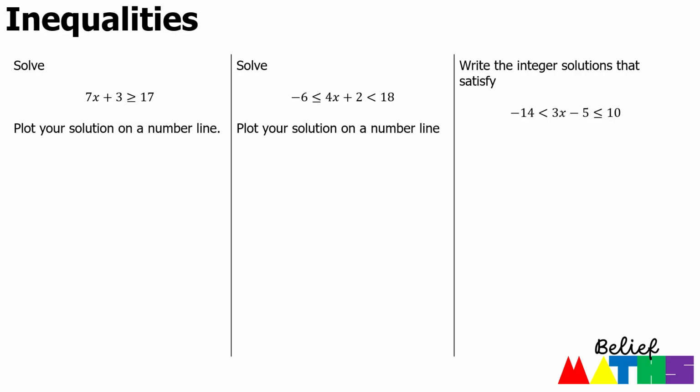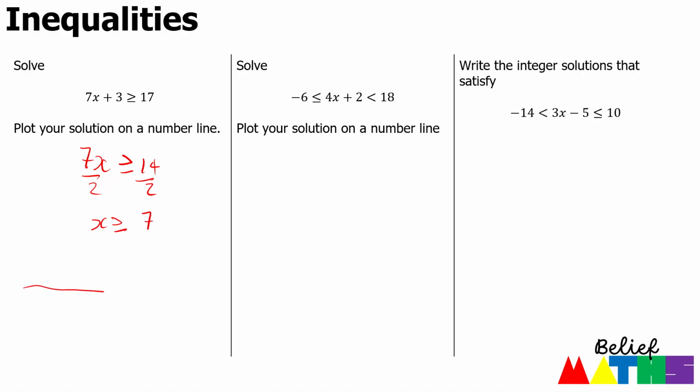Inequalities, again, are very similar to equations, but there are some subtle differences we need to be aware of. So the first thing we're going to do is solve this as if it's an equation. Taking away 4 from both sides, taking away 3 from both sides, you get 7x is greater than or equal to 14. So dividing both sides by 2, you get x is greater than or equal to 7.